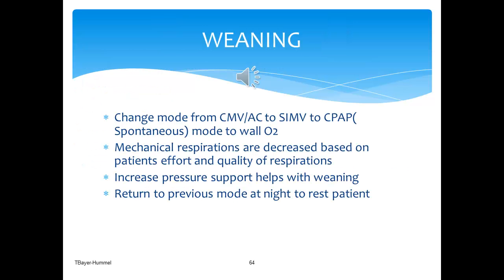During the weaning process, patients are changed from mandatory modes of ventilation to weaning modes of ventilation. These mandatory modes of ventilation include CMV and AC. The weaning modes of ventilation include SIMV and then eventually CPAP, which is now called the spontaneous mode of ventilation. During the weaning process, the patient's mechanical respirations are decreased based on their effort and quality of respirations. Increased pressure support is utilized during the weaning process, but that too must be titrated off as the patient begins to spontaneously breathe more and more on their own.